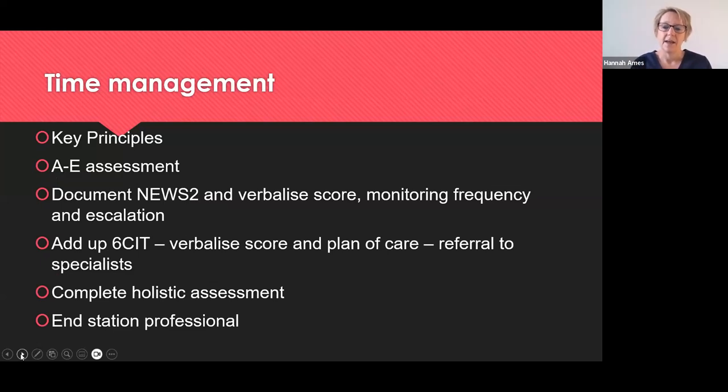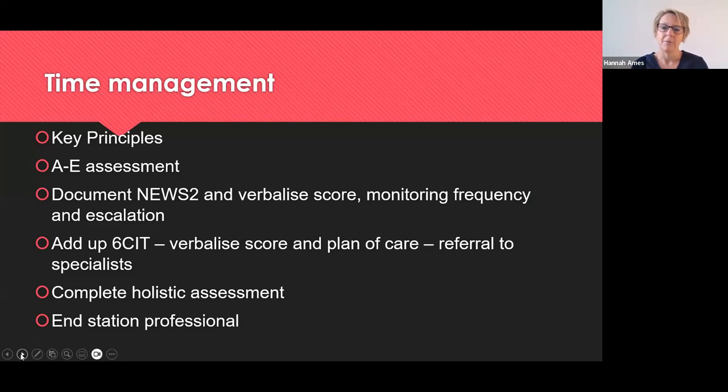So when you've got the NMC OSCE Alzheimer's scenario, like with all your scenarios, you need to time manage. So I would break the scenario down and do it in the following steps. It's important to keep that systematic approach and to ensure you cover all the marking criteria. So you're going to start with your key principles: your safety, privacy, hands, introduce yourself, ID checks, explain the procedure, gain consent. You are still going to do your full A2 assessment. And then I'd advise you to go on and document your A2 assessment and your vitals on your NEWS2, verbalise your score, your monitoring frequency, and your escalation. So exactly the same as your other APIE scenarios.